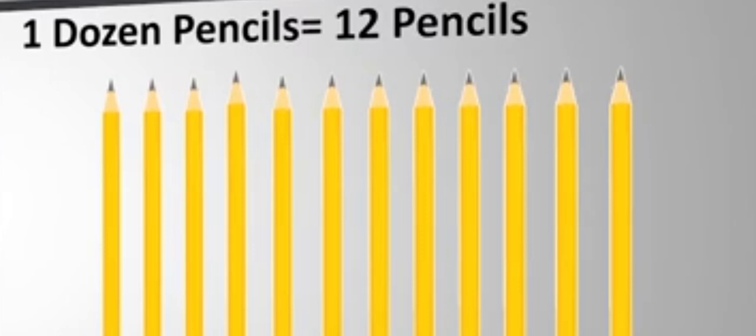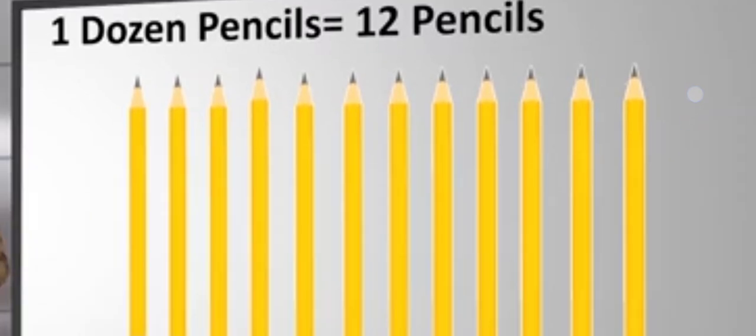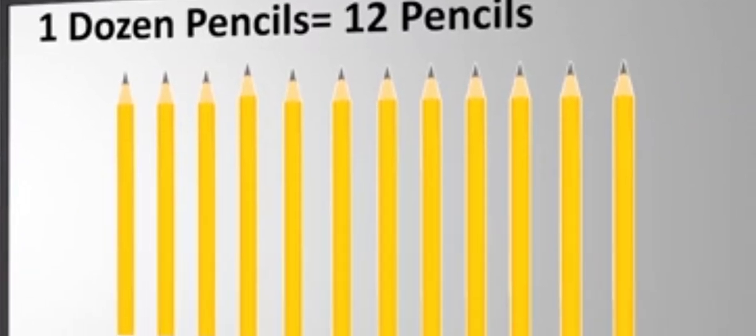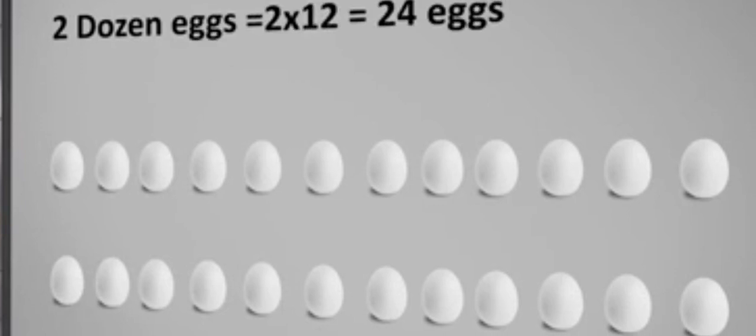And 1 dozen means a dozen. There are 12 pencils. So, dozen means 12. Similarly, if we have 2 dozen eggs, then since a dozen means 12, 2 dozen is 12 times 2, which means 24. So, whenever we talk about dozen, a dozen means 12.